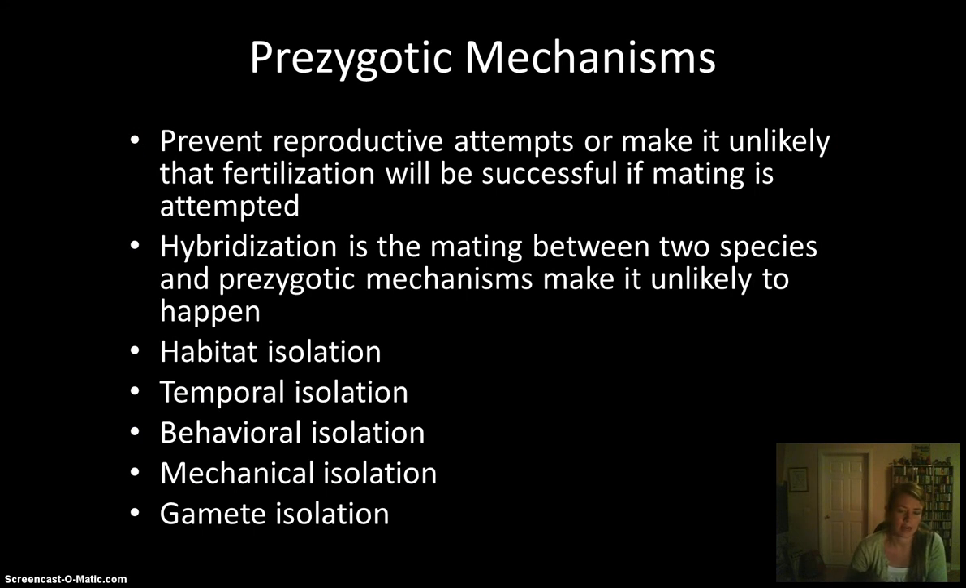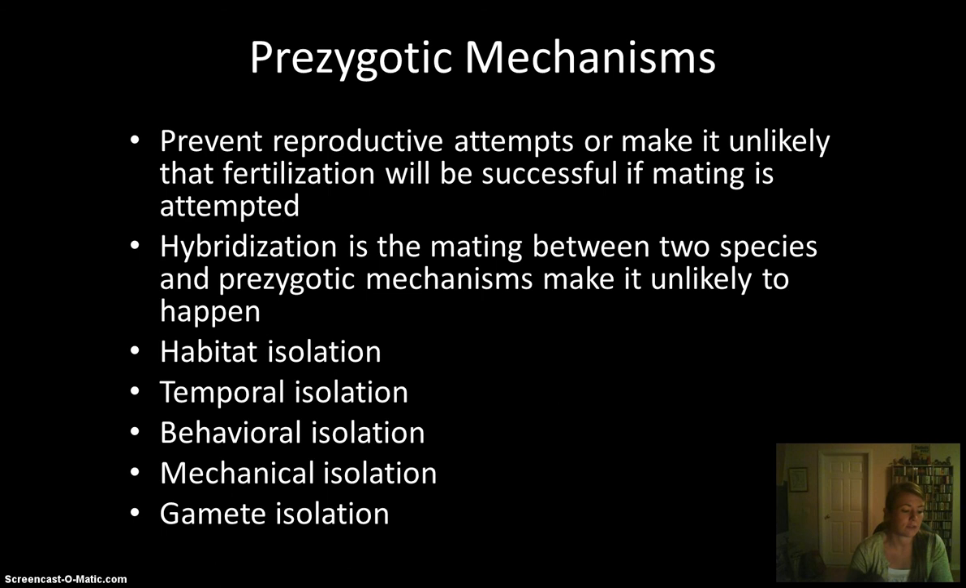The first is habitat isolation, which is fairly straightforward. If these two living things don't ever cross paths, they don't live in the same geographic area, they don't live in the same layer of the canopy of the rainforest, they're never going to reproduce. Sperm and egg are never going to meet. They're never going to have a zygote.